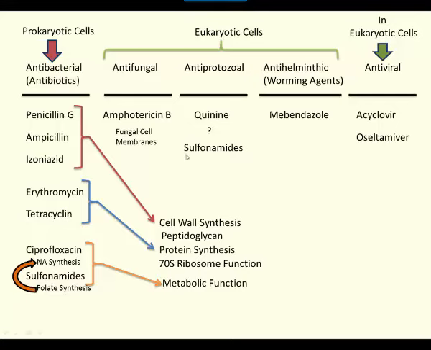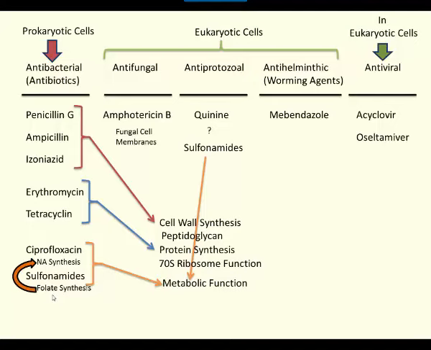Now, sulfonamides, sulfa drugs, are effective against some protozoa, just like they're effective against bacteria. So I'm going to draw a line to metabolic function, and keep in mind that it inhibits folate synthesis. What's going on here is there are protozoa that do have the enzymes for making folate, which, by the way, is a B vitamin. When you take B vitamins, you're getting folate.